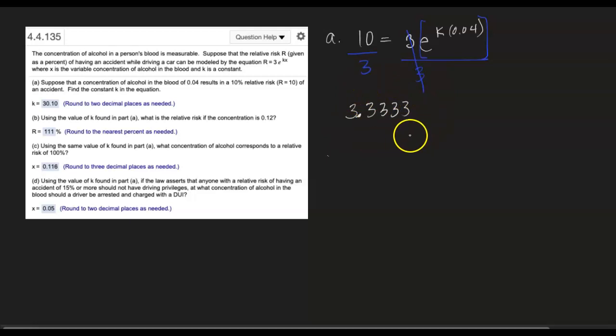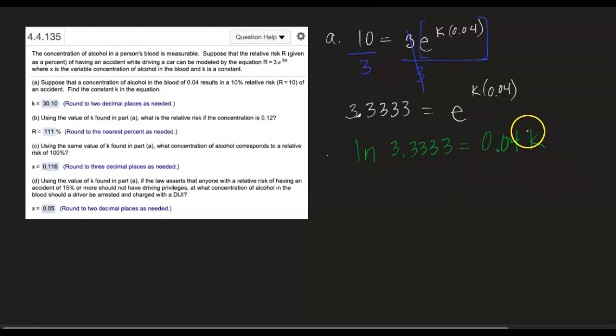And next, what we want to do, and I do want to keep several decimal places, or even in my calculator refer to this as the previous answer or the fraction, because the next thing I want to do is rewrite this exponential equation into a logarithmic form. Because the base is e, I don't have to write log base e, I could write natural log of 3.333 repeating, or just include several 3's, equals the exponent. And I'm going to reorganize this if that's okay, 0.04k.